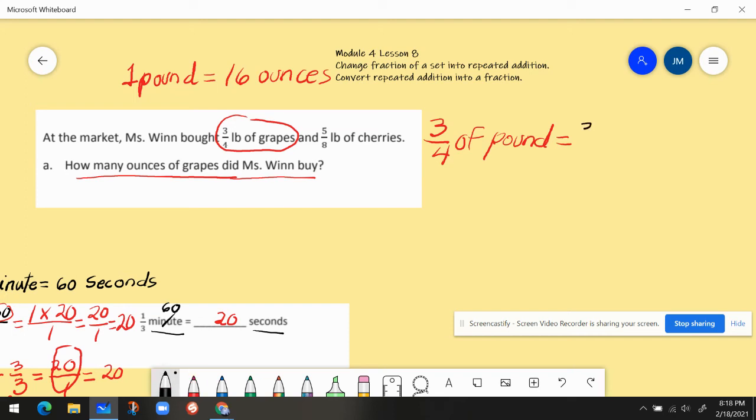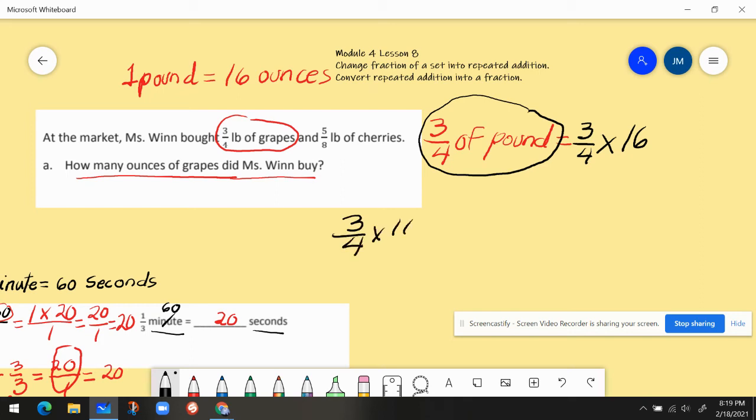Look, 3/4. And remember the word of means multiplication. And a pound equals 16 ounces. So we're going to do it times 16. So there you go. We just made this statement into a fraction of a set, which is the 3/4 times 16. So now let's do the math. So I'm going to bring it down here. So 3/4 times 16. So we're just going to rewrite it in this manner.